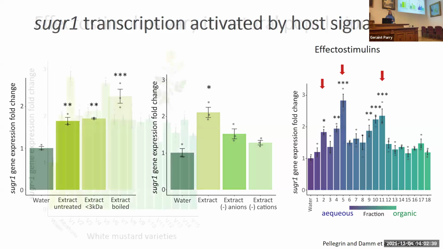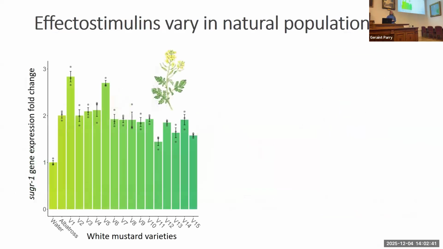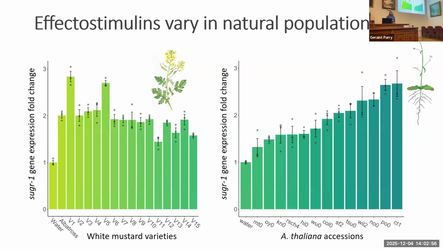And to test this, we asked a mustard breeder for different varieties and tested the extract of these different mustard varieties. We did indeed see some differences. There were 2 varieties that were able to particularly well activate sugar gene expression. And we did the same thing with the other host plant we tested, Arabidopsis, where we saw even more variation. So yes, indeed, effector stimulant production varies in natural populations.